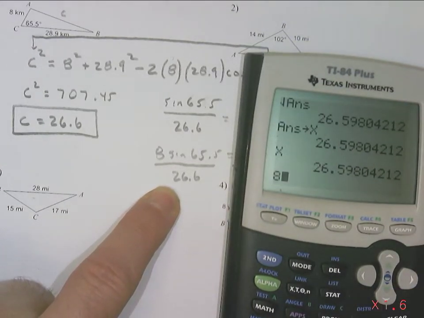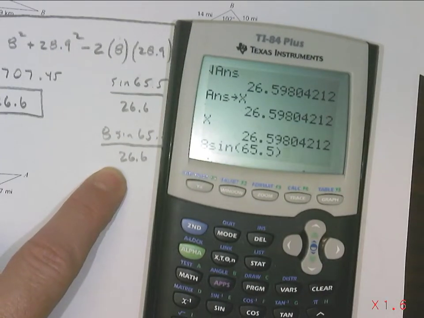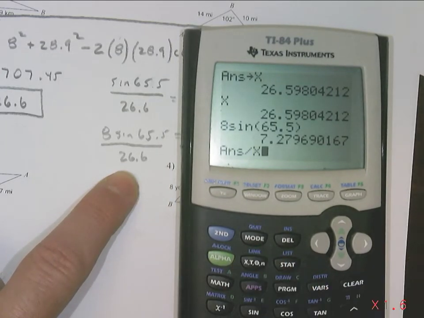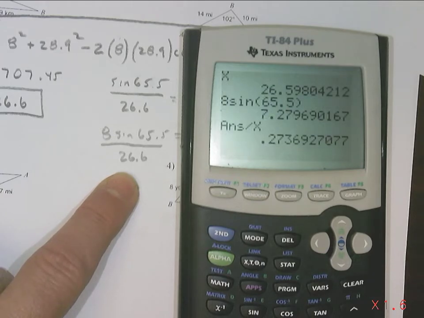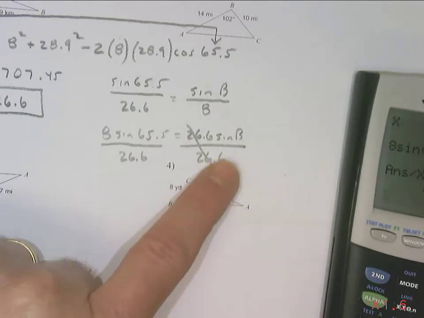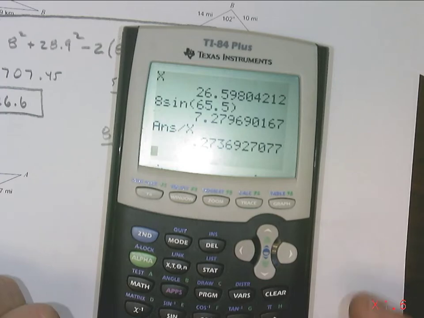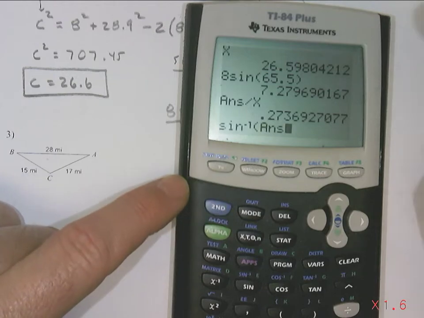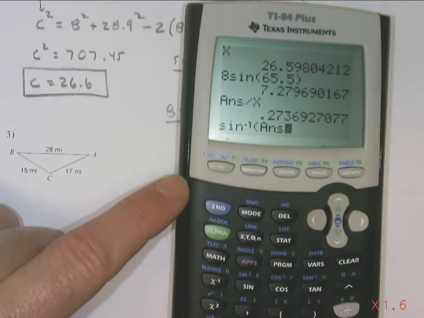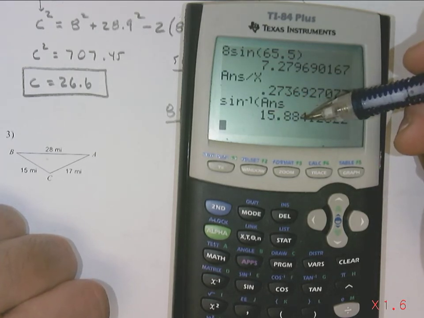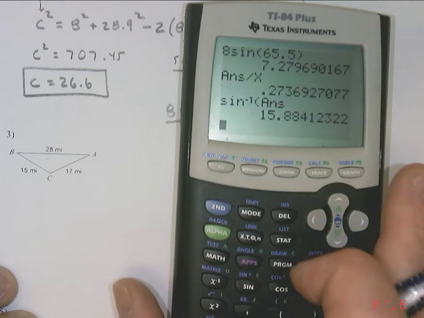So 8 times sine of 65.5. I like to hit equals after I do the numerator. And then I'm going to hit divided by, and instead of 26.6, I'm going to hit divide by X. So I've got this weird decimal. Remember, that decimal is still equal to sine of B. So at this point, I need to get rid of the word sine, and canceling would be inverse sine. And if I use the previous answer button, again, I don't have any round off error. So inverse sine of the previous answer will give me that missing angle, 15.88. Since this is a round to the nearest tenth problem, looks like we're doing 15.9.